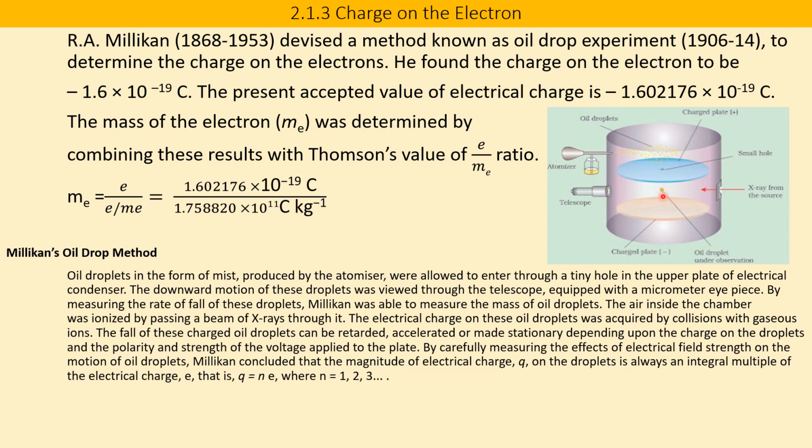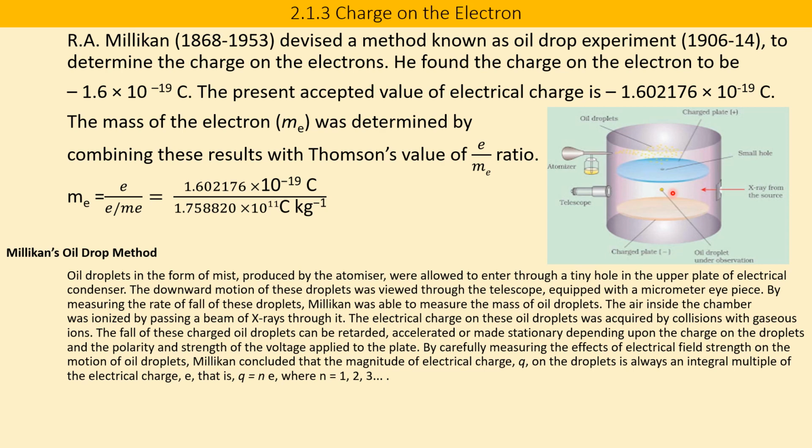By measuring the rate of fall of these droplets, Millikan was able to measure the mass of oil droplets. The air inside the chamber was ionized by passing a beam of X-rays through it. The electrical charge on these oil droplets was acquired by collisions with gaseous ions. The fall of these charged oil droplets can be retarded, accelerated, or even made stationary, depending upon the charge on the droplets and the polarity and strength of the voltage applied to the plate.